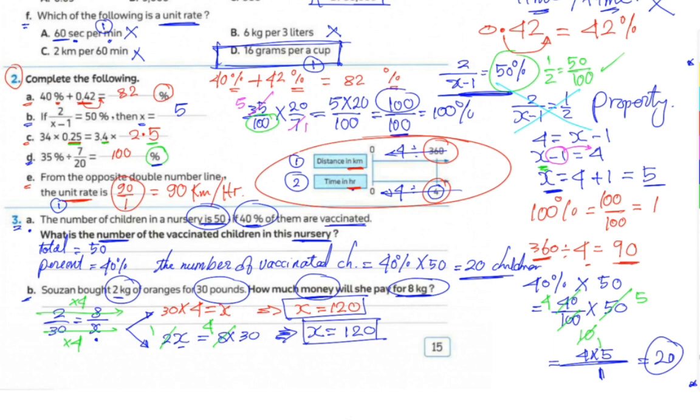So you must write it: the money she will pay equals 120. Don't forget the unit: pounds.